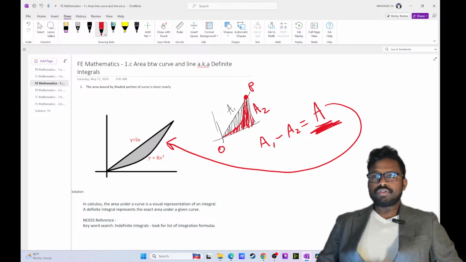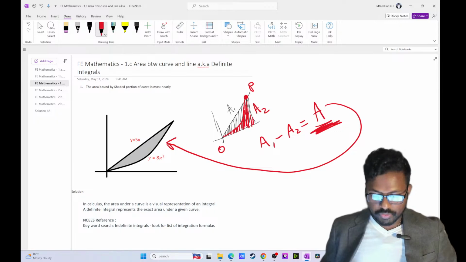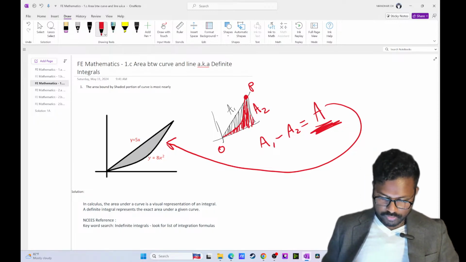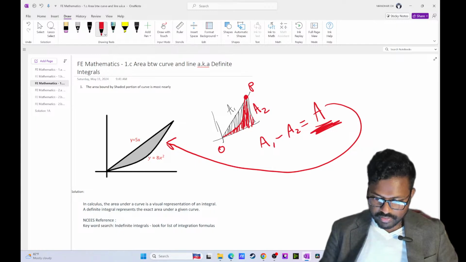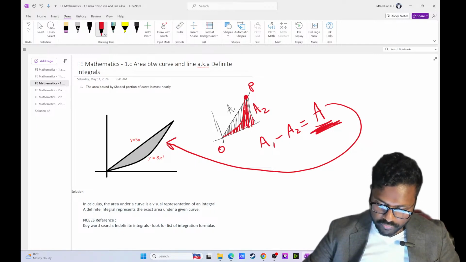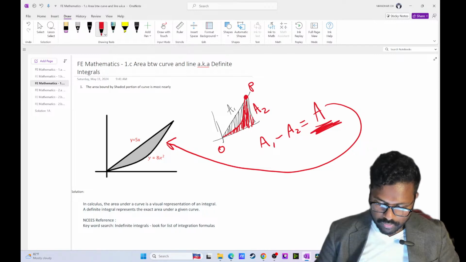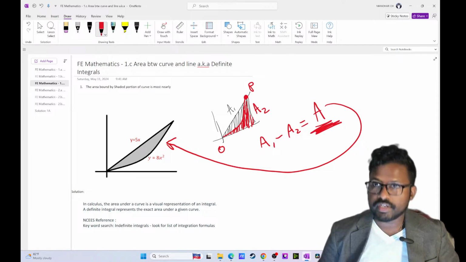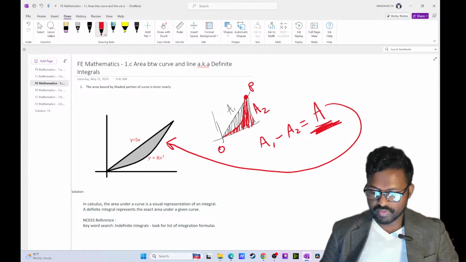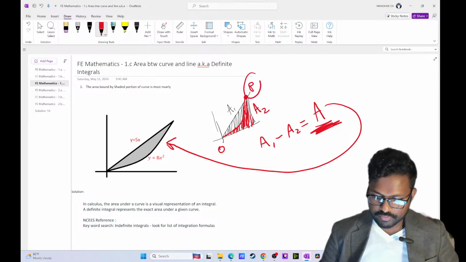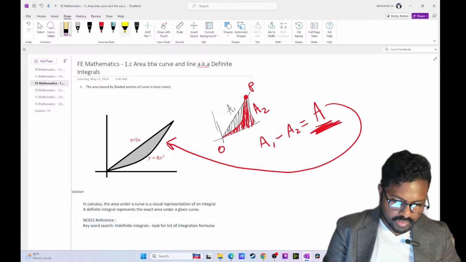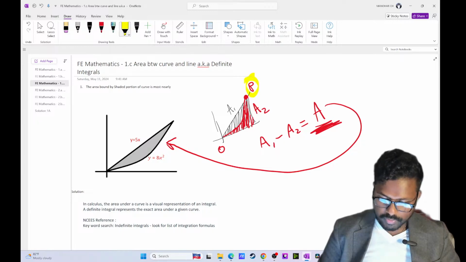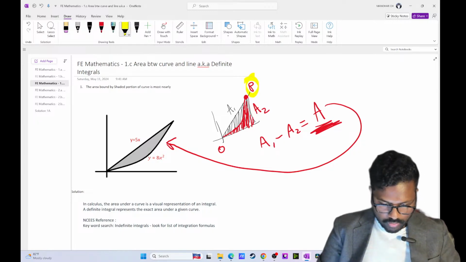Okay, guys. So let's get down to solving this problem. So for this problem, first we need to find the limit of intersection. So here the lower limit is already known, that is 0. So all we have to do is find the upper limit, that is P. So once we figure out P, we can get down to solving the rest of the problem.